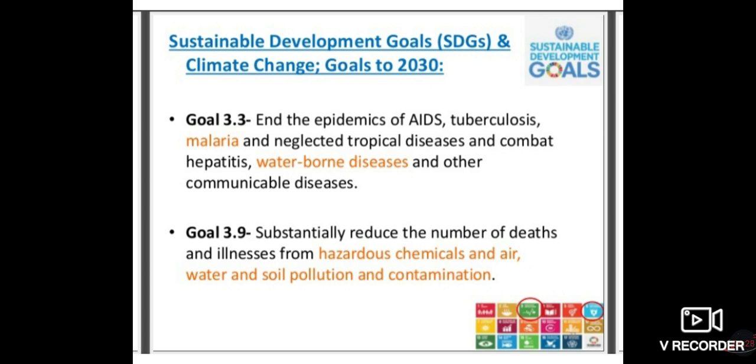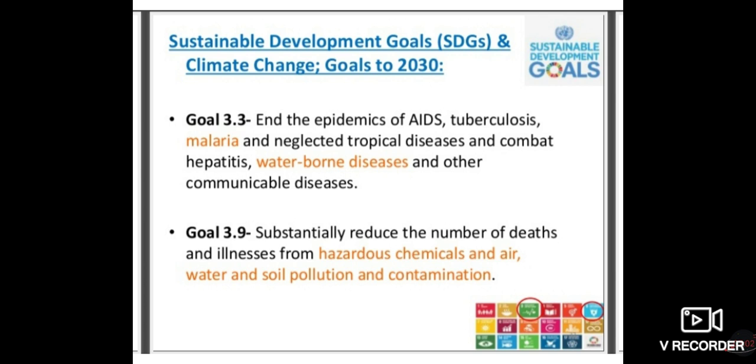This goal is targeted for 2030. Goal 3.3: end epidemics of AIDS, TB, malaria. Malaria is one of the main effects of climate change. Malaria is commonly transmitted through mosquitoes, and nowadays mosquitoes are increasing due to climate change. Some research studies show that. Then another one, neglected tropical diseases and combating hepatitis. And another main point to focus on here: waterborne diseases and communicable diseases.